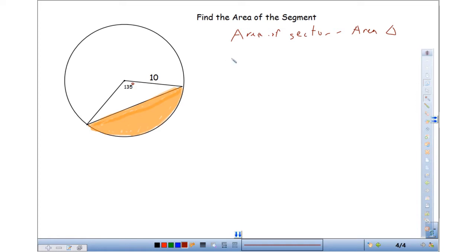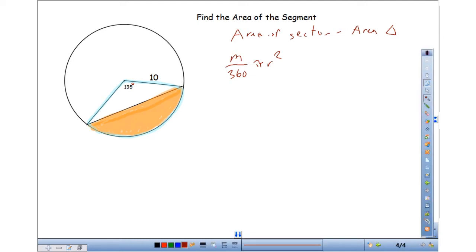So to find the area of a sector, you have the formula, which is m over 360 times pi r squared, right? Now, the area of the sector that I'm actually trying to find is this blue sector here. So I want to find the area of this whole thing. And if I find the area of the whole thing and subtract off the triangle, then I'll be left with that orange part, which makes sense.